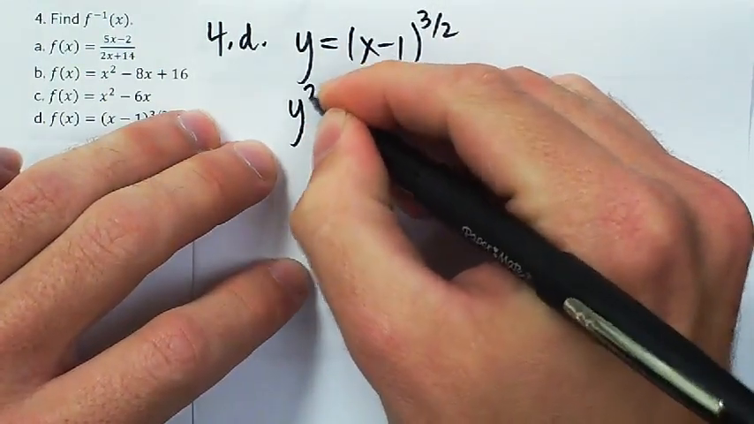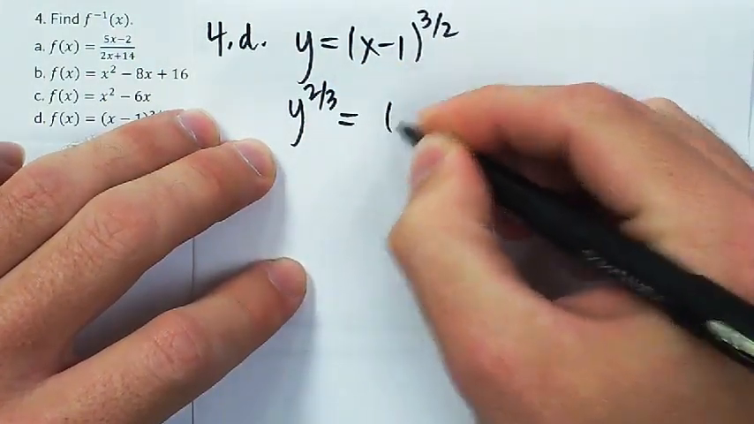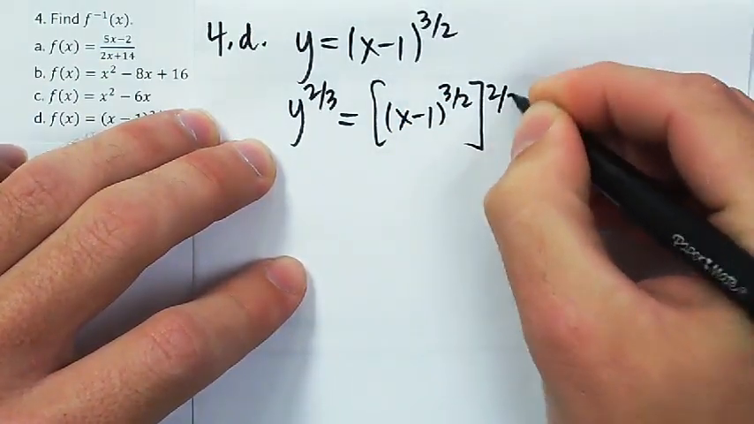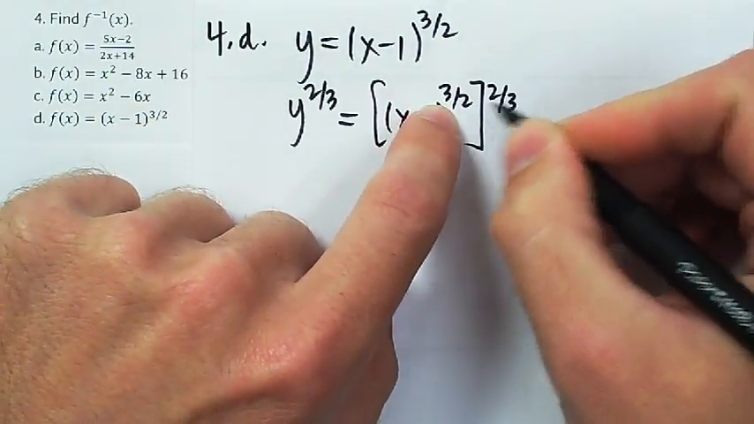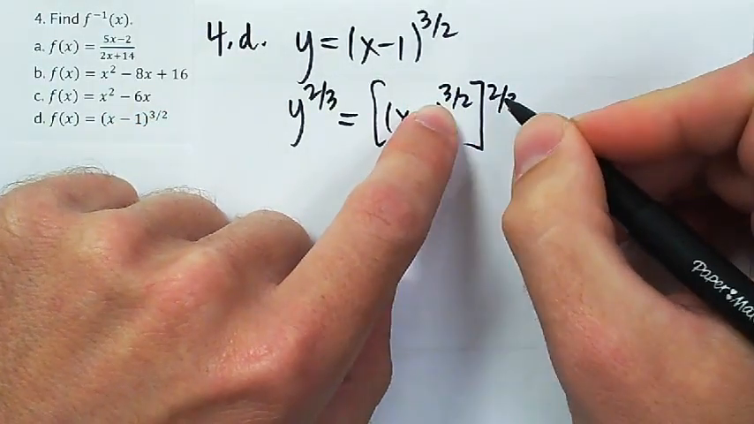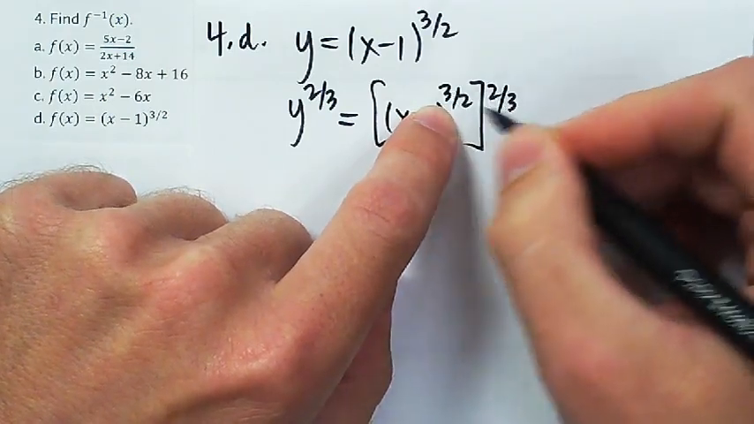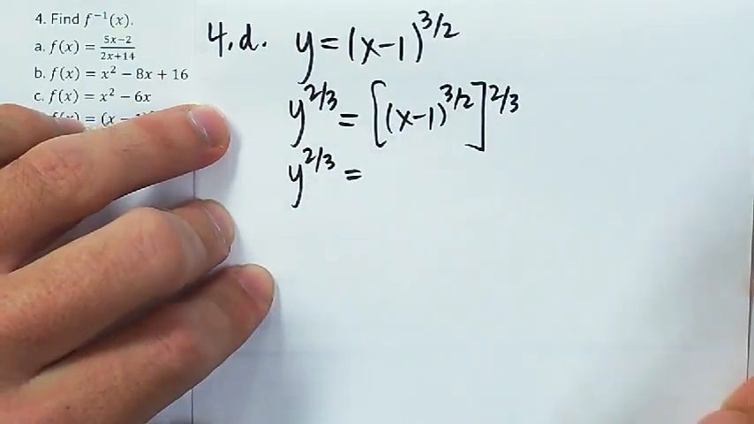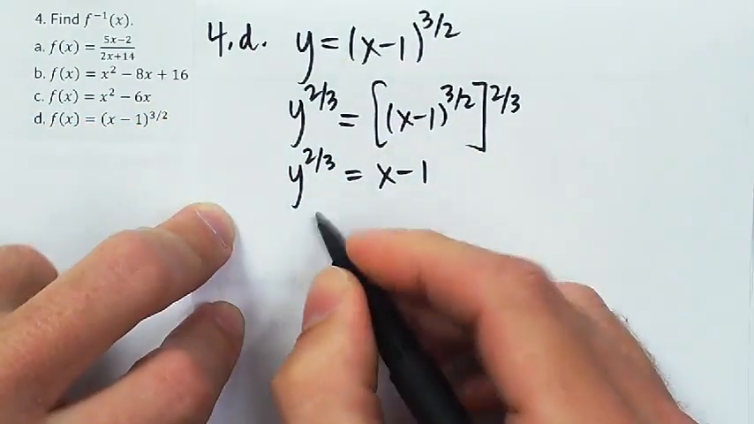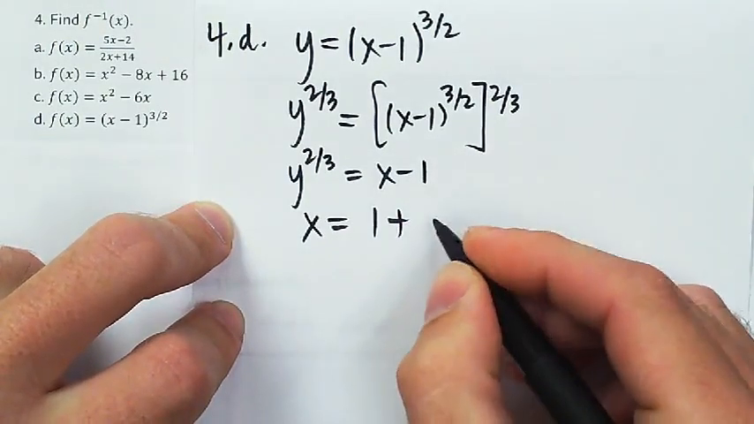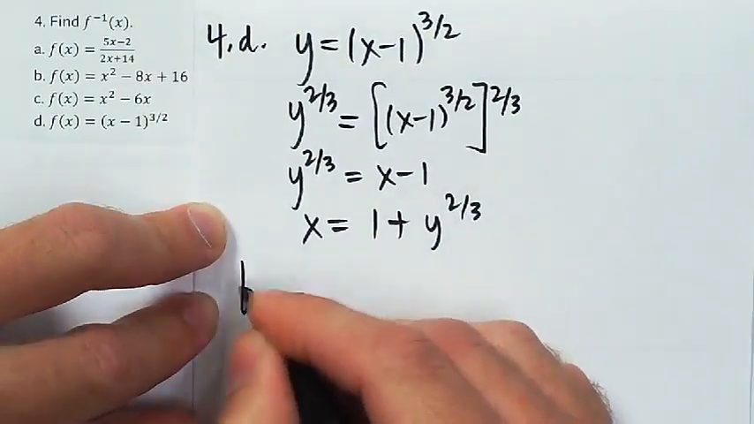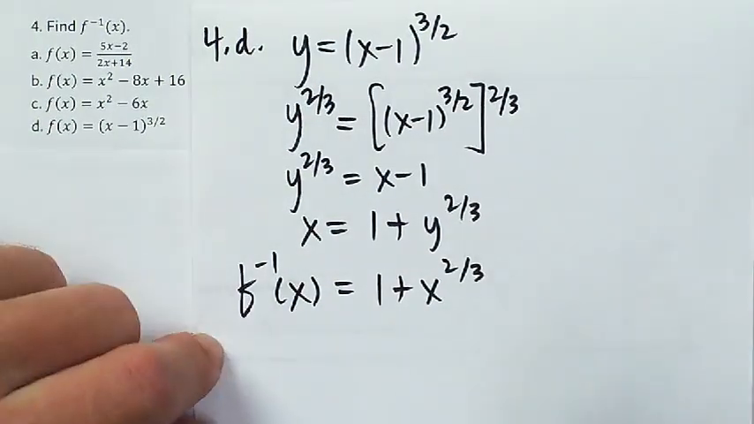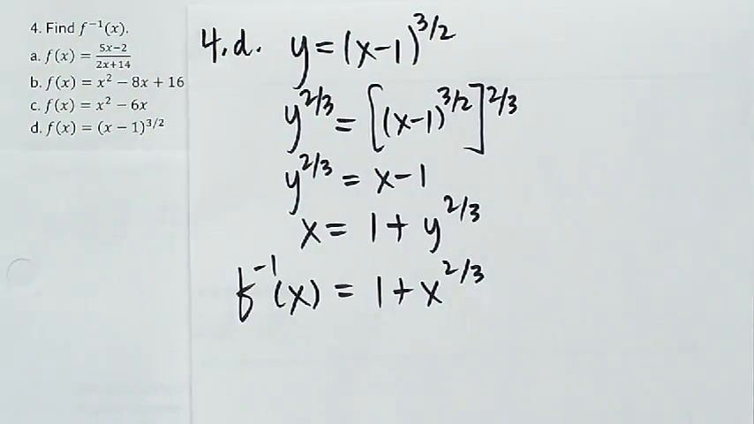I'm going to say y to the 2/3 is equal to x minus 1 to the 3 halves. I'm just doing this to remind you of why this is valid. Power of a power, I'm going to multiply these two exponents. Since I took the reciprocal power, this is going to multiply to 1. I got 6 over 6, right? So I've got y to the 2/3 equals x minus 1 to the first power. Well, that's just x minus 1. I'll solve for x by adding 1 to both sides: 1 plus y to the 2/3. And as a result, f inverse of x would equal 1 plus x to the 2/3 power. Okay, that's a good one. I like that one.